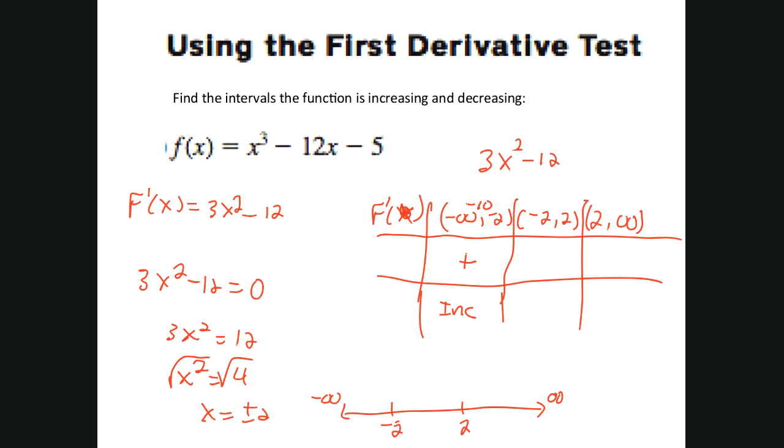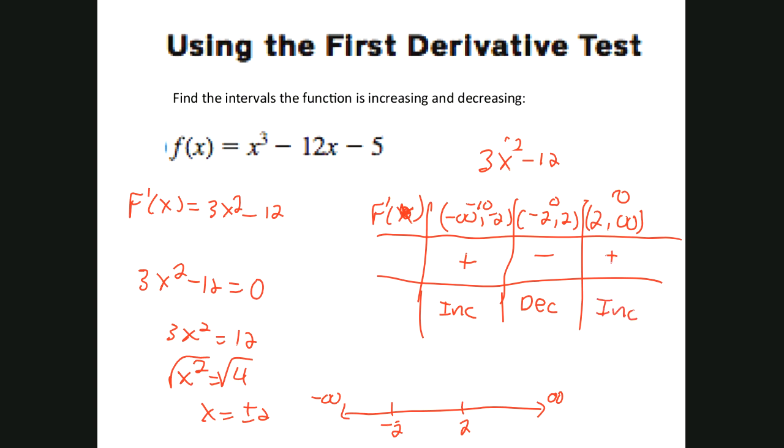It's increasing. So from -2 to 2, I'm going to use the value 0. I can use any value in this interval. So I put 0 in here. 3 times 0 squared is 0 minus 12. That's definitely negative. So I know my function is decreasing between -2 and 2. And at the very last interval, let's put 10 in here. This is definitely going to be positive, so my function is increasing here.